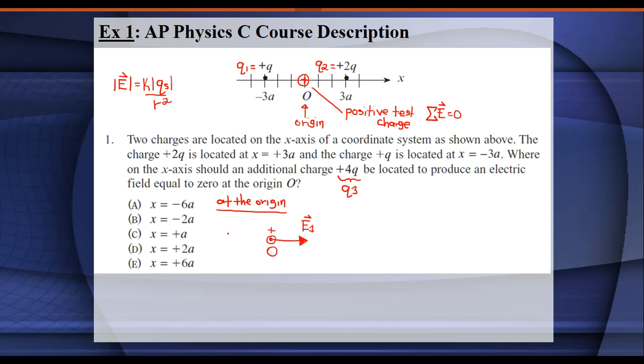But what I want to do here is show which vector is larger. Now, both Q1 and Q2 are the same distance from the origin. The only thing that's different between the two is the actual magnitude of the charge. So Q2 is bigger than Q1, which means the electric field due to Q2 is going to be larger. In fact, it would be twice as large. So I'm going to draw a vector that's about twice as large in length here.